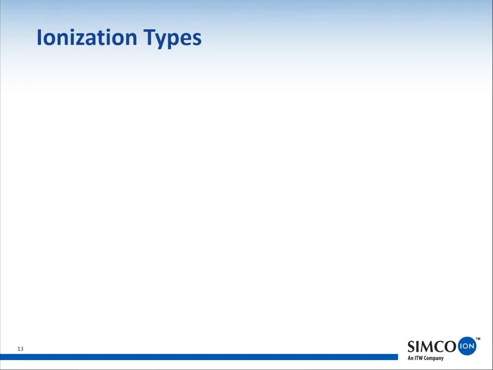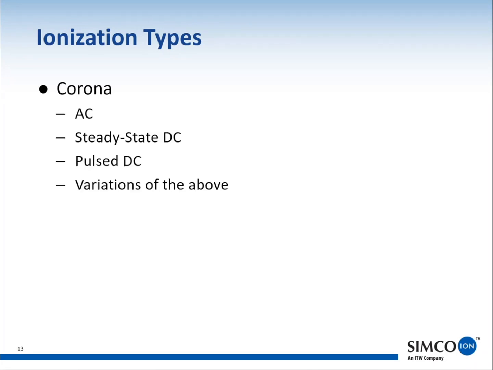All right, moving on. There are many types of ionizers. Corona is the most common type of ionizer out there. And within the Corona family, there are a number of other technologies. We're going to talk a little more about these, but AC or alternating current technology is probably the most common, although it's being kind of replaced a little bit by steady state DC. And then another type is what's called pulse DC. And there's variations of the above.